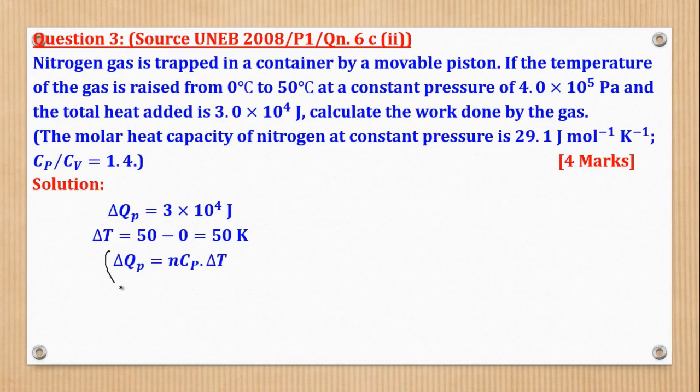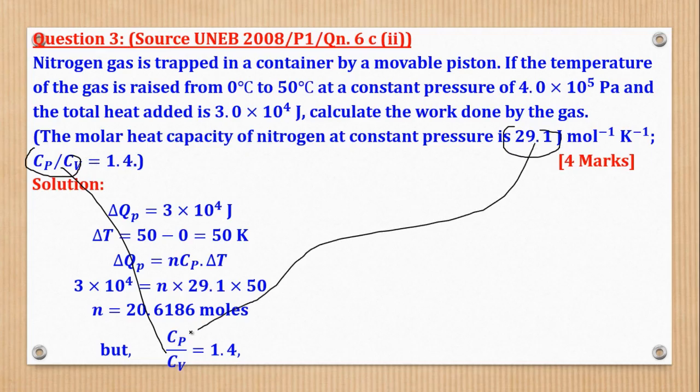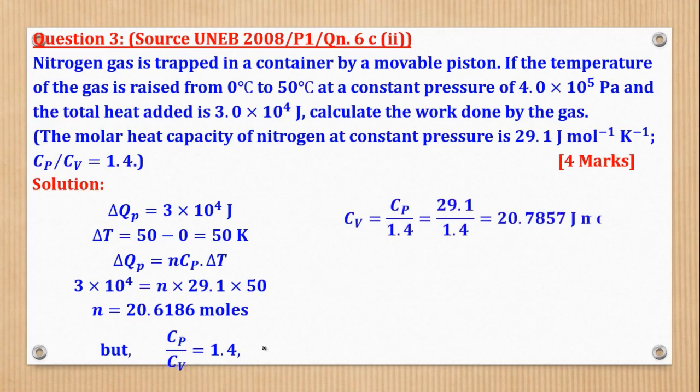We already know that QP is equal to nCp change in temperature. So come and substitute for QP, and we don't know n, Cp is that, change in temperature is that. So the number of moles will be that. After getting the number of moles, we can remember that Cp over Cv is equal to 1.4. That's what was given. And the good thing, we know the value of Cp, meaning I can get the value of Cv by making it the subject, which will be that.